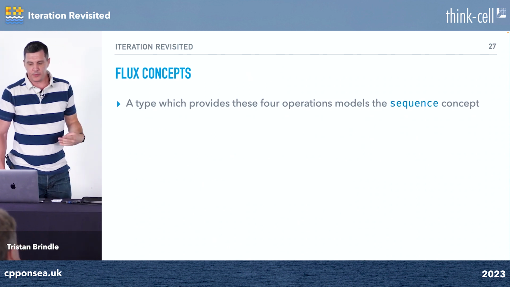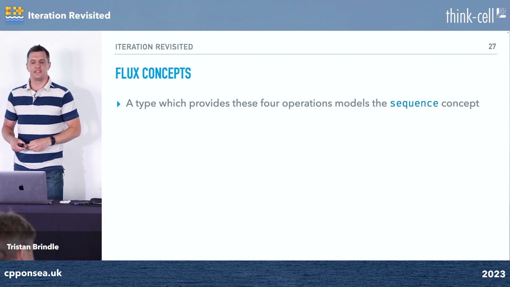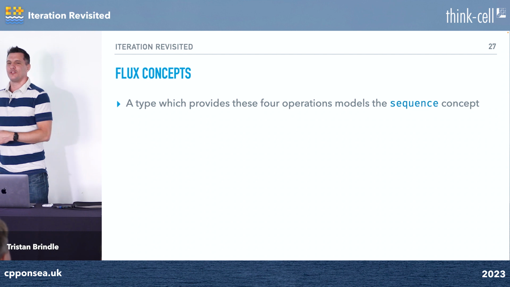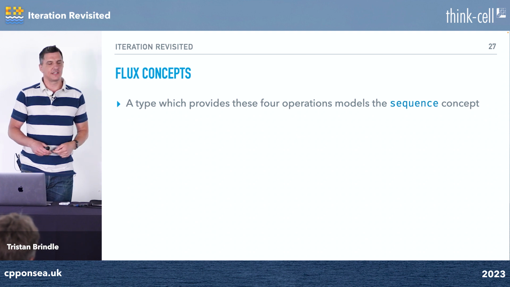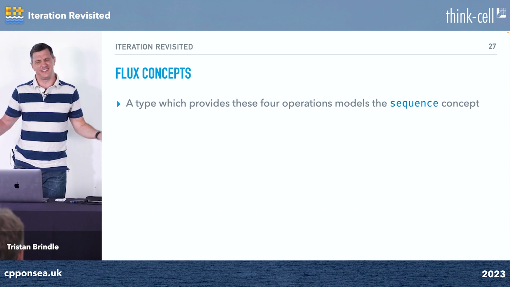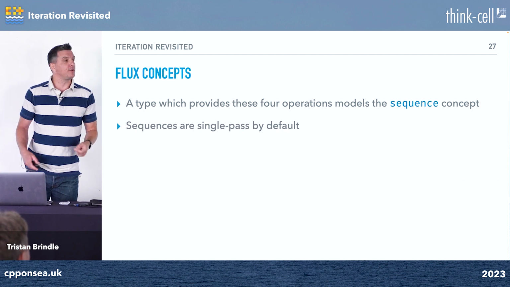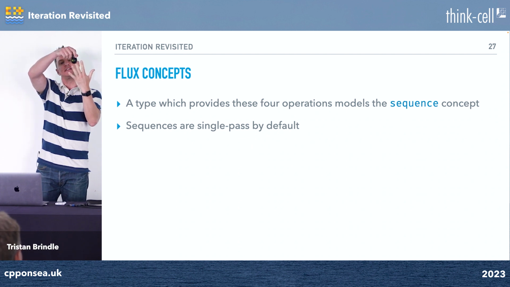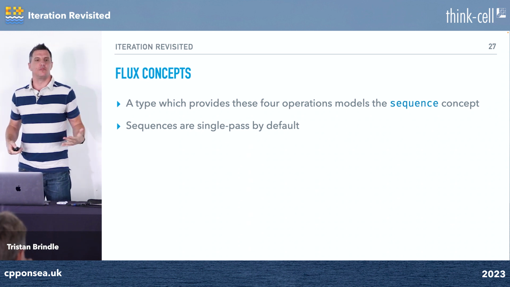And a type which provides these four operations, and we'll see a bit later on how you provide those operations, models the sequence concept. Again, I didn't want to reuse the term range because that would get really confusing. So in Flux, these things are called sequences. And again, sequence is also an overloaded term, but you've got to call it something, right? So by default, sequences are assumed to be single pass. That is, once we have incremented a cursor, we can no longer use the elements that have already gone, the equivalent of input ranges in the STL.